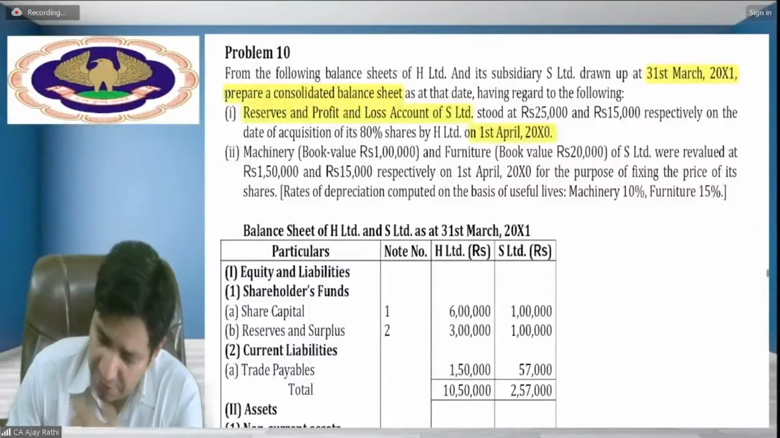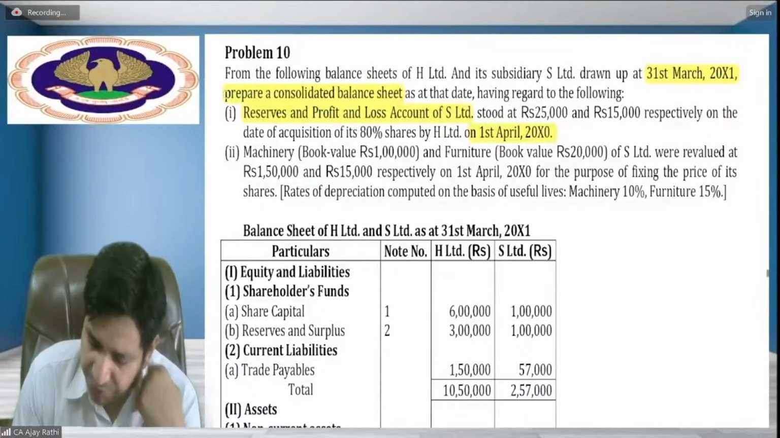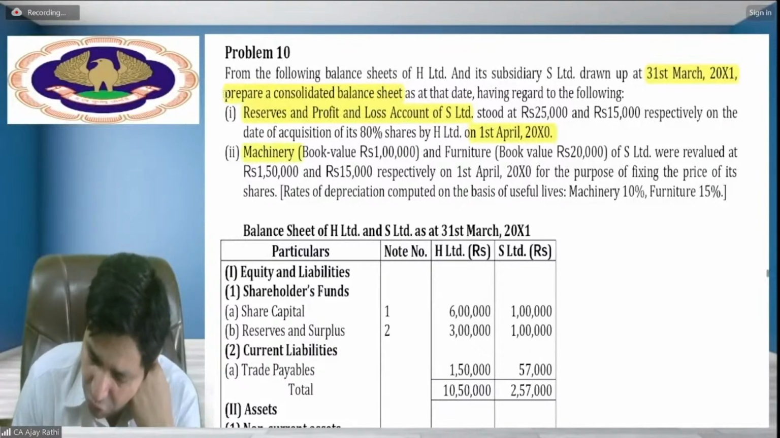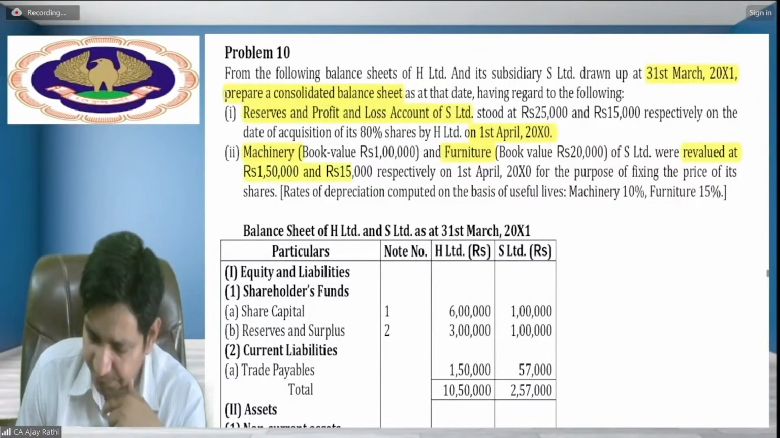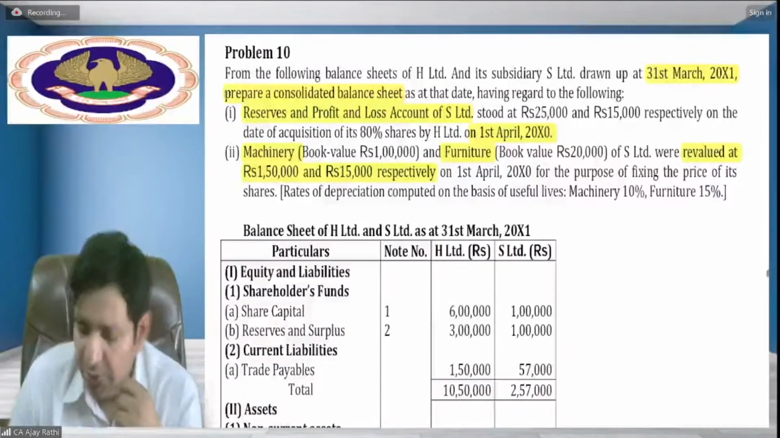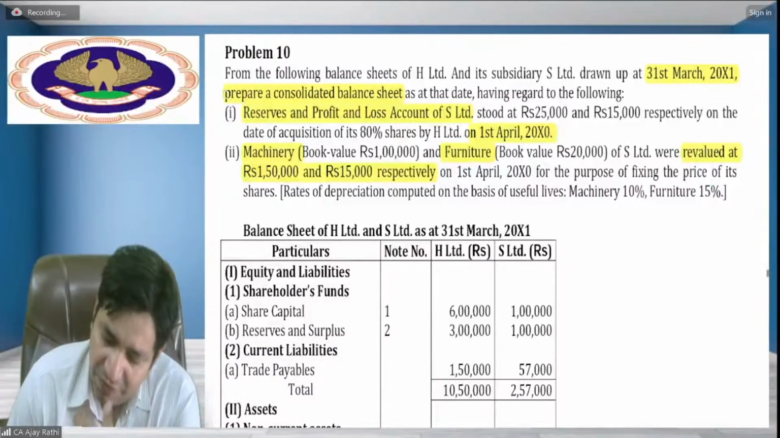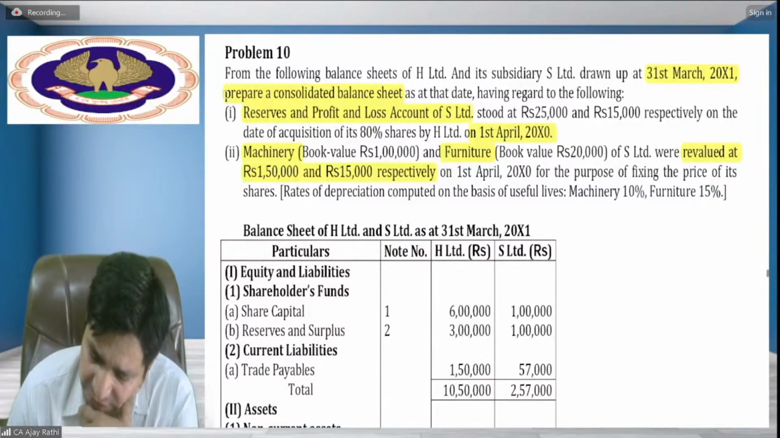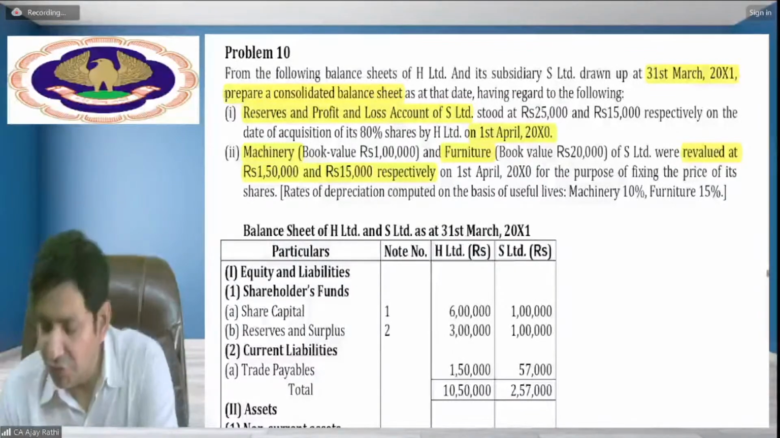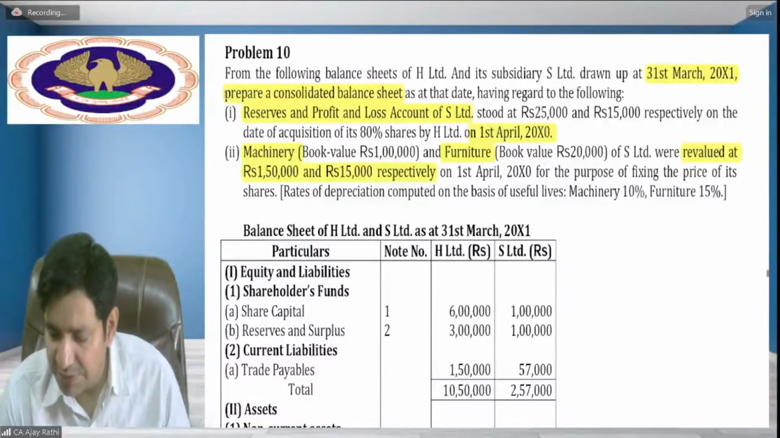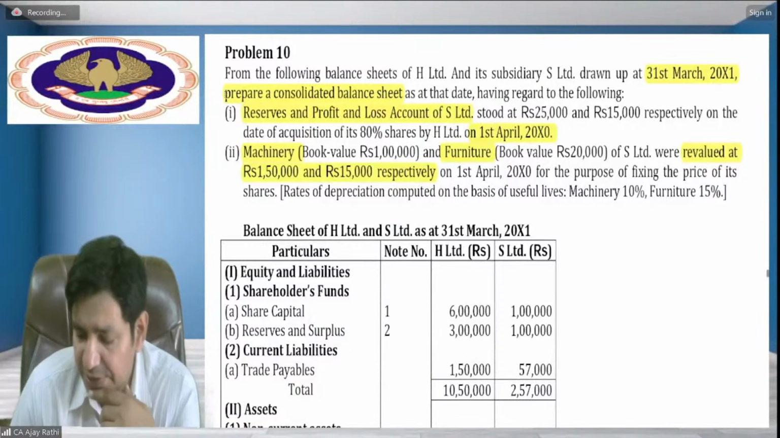Okay, beta. Now the question has given us another point: machinery book value rupees 1 lakh, furniture book value rupees 20,000 of S Limited were revalued on 1st April. For the purpose of fixing the price of shares, the rate of depreciation computed on the basis of useful life is machinery 10% and furniture 15%.